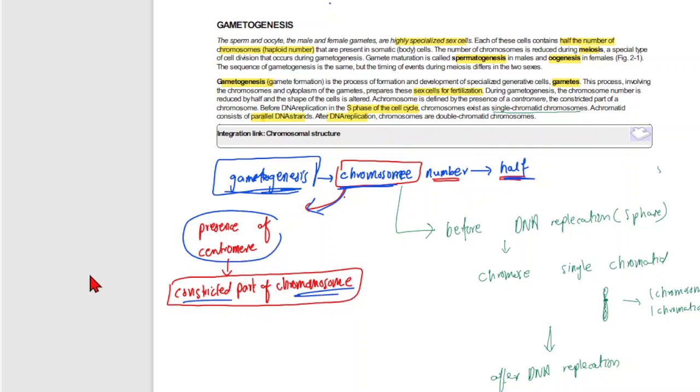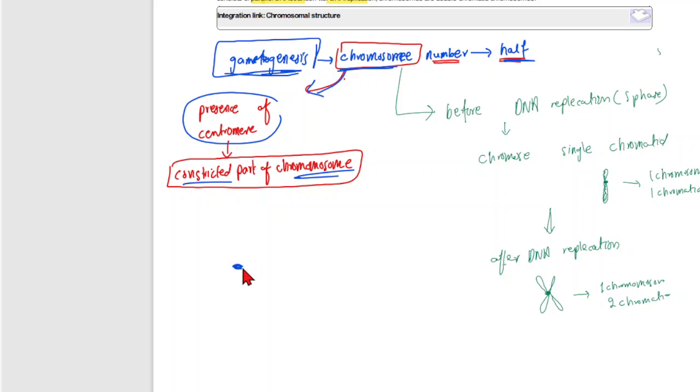Chromosome is the presence of centromere. Constricted part of chromosome is called centromere. For example, this is the constricted part of chromosome, and this is like a chromatid. This is chromatid, and this is the constricted part of chromosome. So now this is called chromosome. One chromosome and one chromatid. If this is the constricted part and there are two chromatid attached to here, so here you can see that there is one centromere. So it is one chromosome but two chromatid.